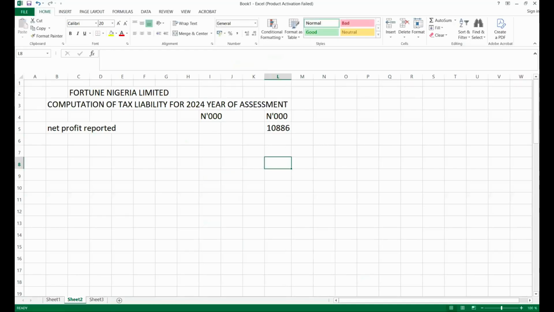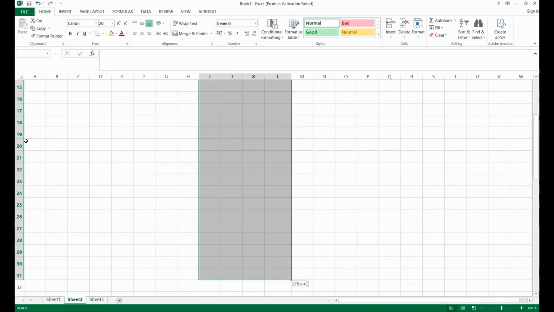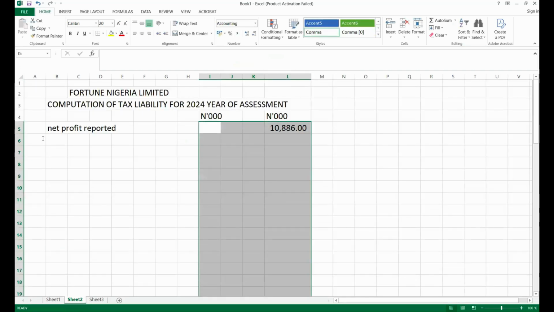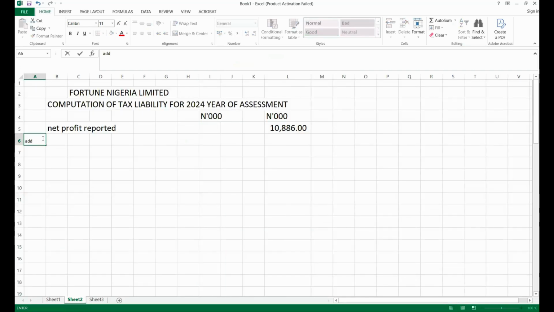10,886. So when we are adopting the net profit, who can remind us, what do we add? We usually add something according to the formula. So we add what? Somebody should remind us. Add what? Yes, disallowable expenses.